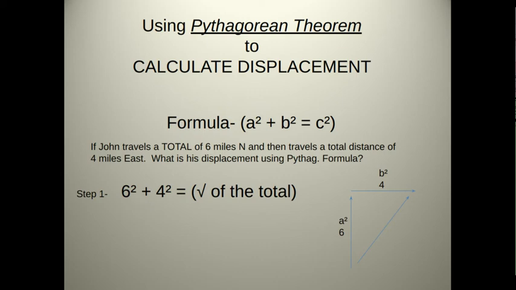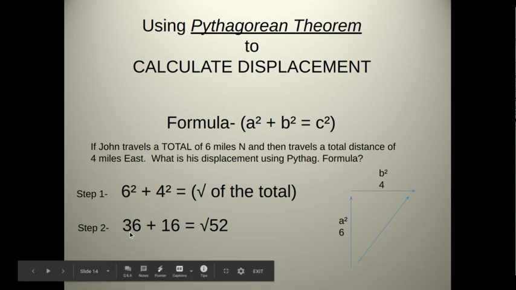work for you. I don't expect you to know square roots in your head. Just use the function on your calculator. So we know that 6 squared is 36, and we know that 4 squared is 16. 6 times 6, 4 times 4. So step 2, we solve for that. 36 plus 16 is 52.